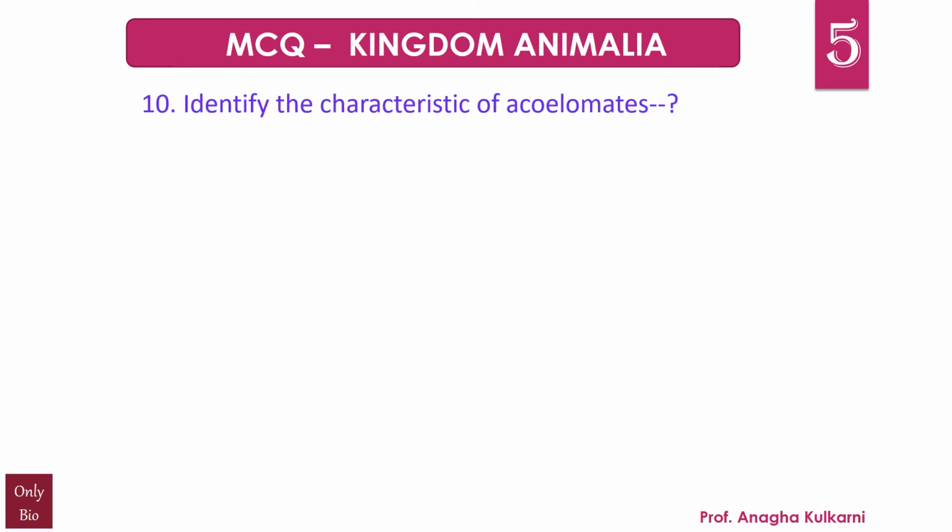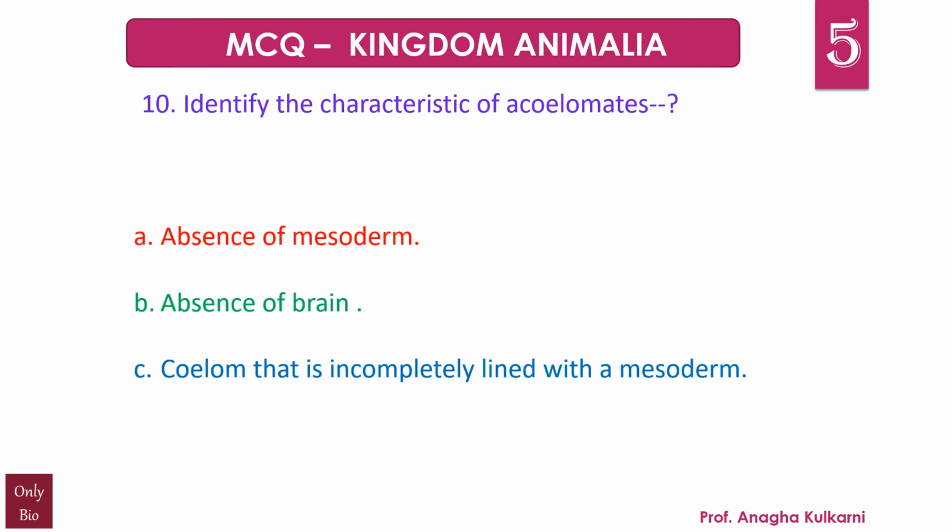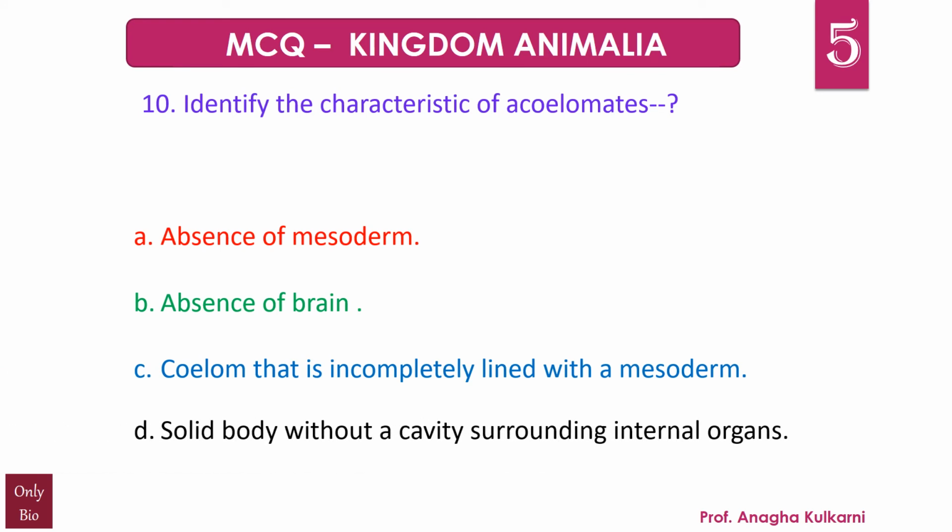Question number 10. Identify the characteristic of acoelomates. A. Absence of mesoderm. B. Absence of brain. C. Coelom that is incompletely lined with the mesoderm. D. Solid body without a cavity surrounding internal organs. And the correct answer for this question is D. So, a characteristic feature of acoelomates is a solid body without a cavity surrounding internal organs. In fact, this is the reason why they are called acoelomate. A is without coelom.